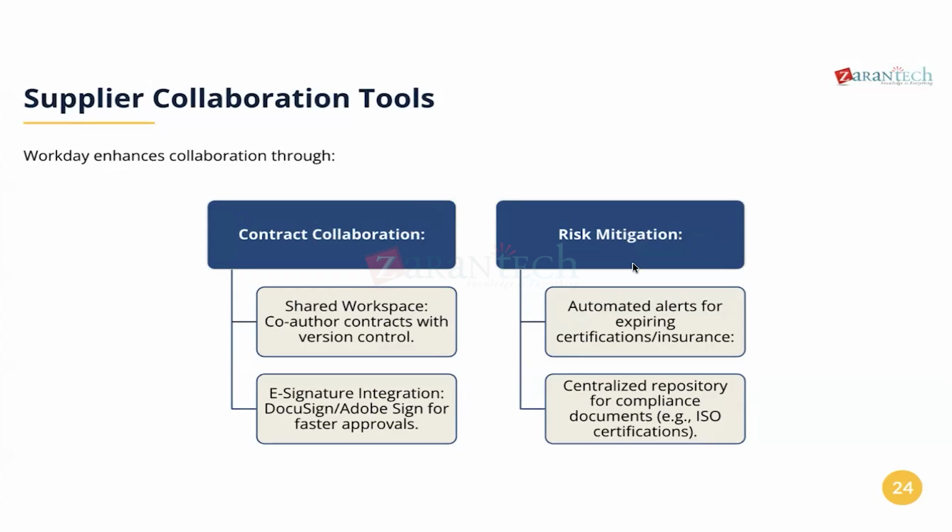From the risk mitigation point of view, there can be automated alerts for insurance or certifications that are getting expired, or you can have a centralized repository for the compliance documentation, etc.